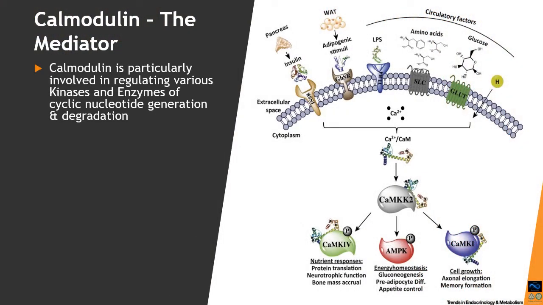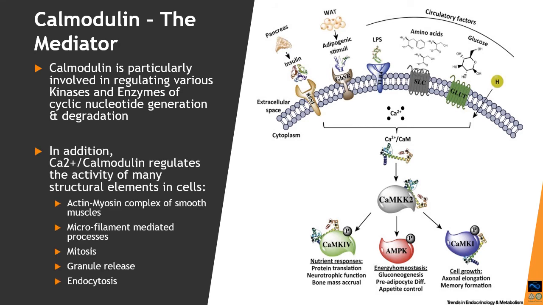Calmodulin particularly is involved in regulating various kinases as well as enzymatic ones which are responsible for cyclic nucleotide generation and degradation. In addition, this calmodulin calcium complex also helps in the structural element regulation and their function. For example, actin myosin complex requires calcium and calmodulin for smooth activity of contraction. Microfilament mediated processes are also regulated by it. Mitosis, endocytosis, all these functions which require certain cytoskeletal structures require calcium for their function.